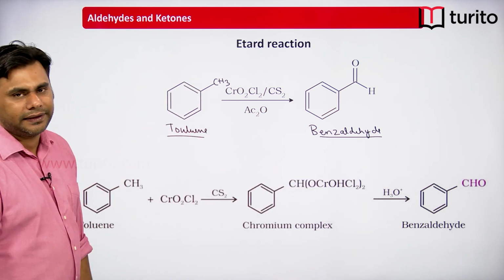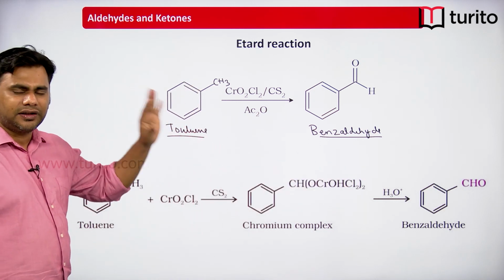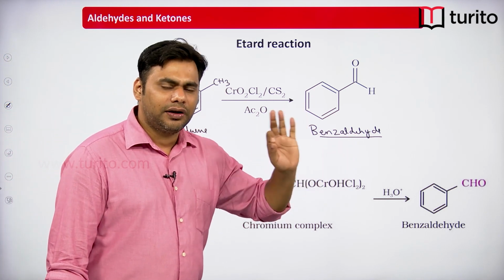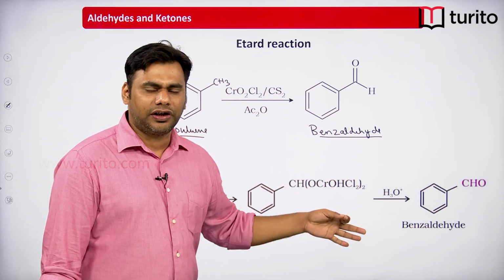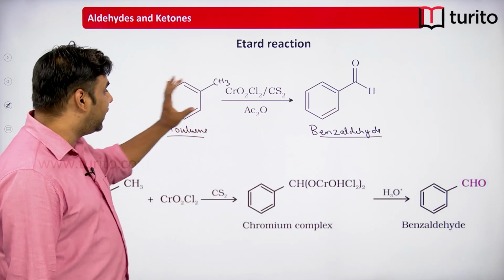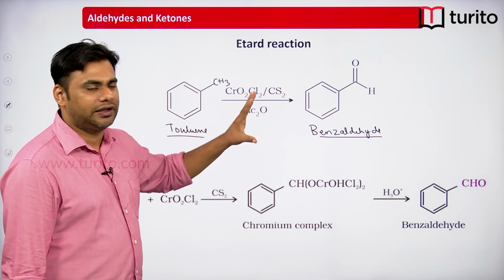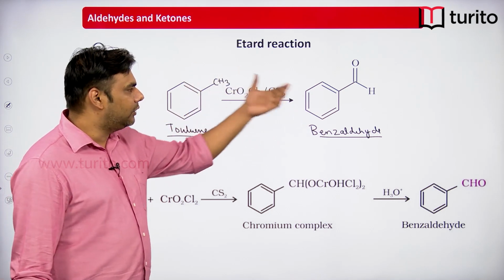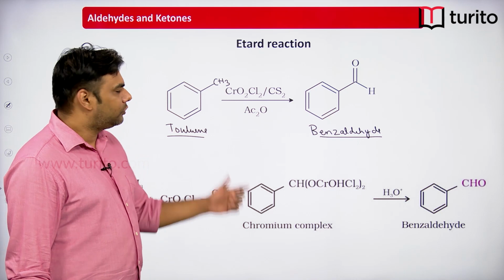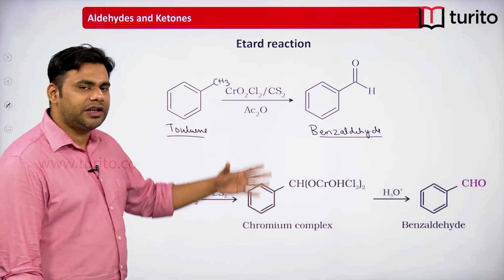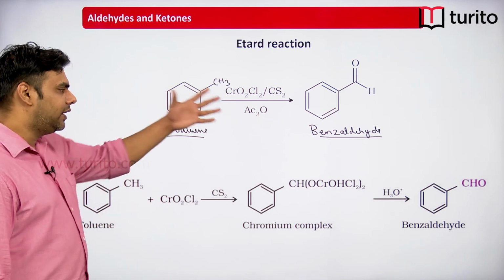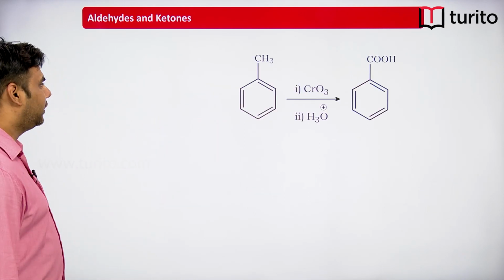Just remember these reactions; they are highly important because there will be questions on conversions. You should be able to understand the specific action of the reagent. You should know which reagent will directly convert a given molecule into the desired product. So whenever we have toluene, just react it with chromyl chloride in the presence of carbon disulfide as a solvent, and we will get a benzaldehyde molecule.